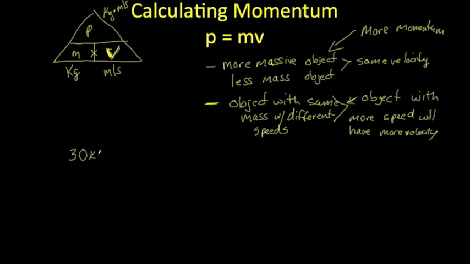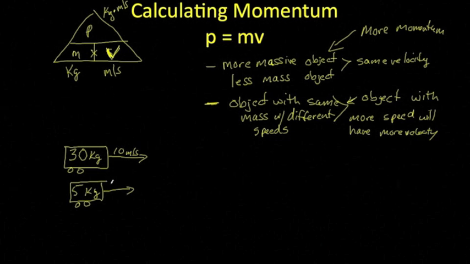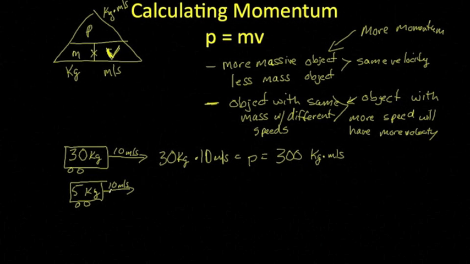If we have a 30 kilogram cart moving right at 10 meters per second and a 5 kilogram cart moving in the same direction at the same velocity, each cart will have different momentum. If we plug this in, we get 30 kilograms times 10 meters per second. It would have a momentum of 300 kilograms times meters per second. If we have a smaller cart, or a less massive cart, it doesn't necessarily have to be smaller in size, you will have a smaller momentum, and that would equal 50 kilograms times meters per second.